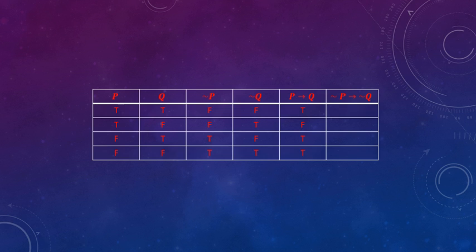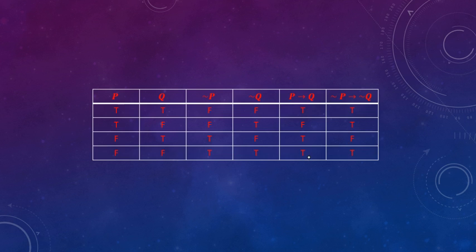And now we do the same kind of thing, except we're doing it with the middle two columns, not P and not Q. You do not P implies not Q, again, being careful with the order. So we have a false implying a false, which is a true. We have a false implying a true, which is a true. We have a true implying a false, which is a false. And then we have a true implying a true, which is a true. So we have our completed table.